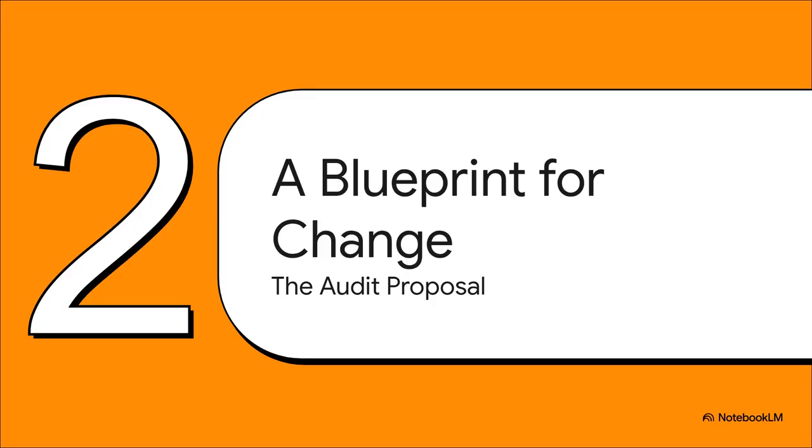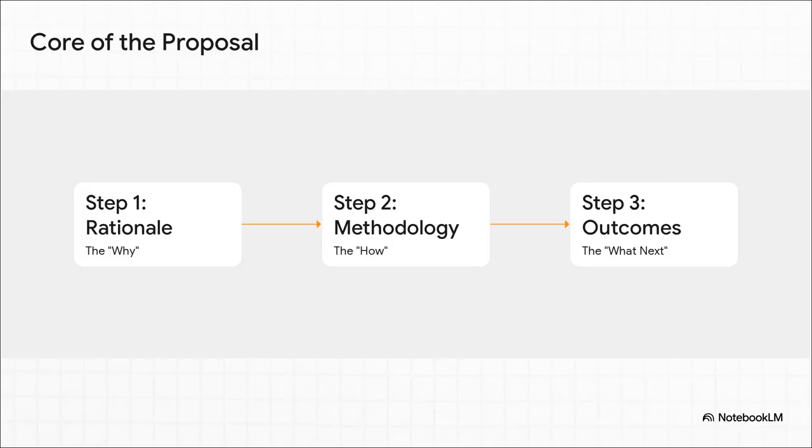All right, so let's get into the nitty-gritty and actually build one of these proposals. The best way to think about it is like a blueprint, right? It's your plan for change, laying out exactly what you're going to do and, crucially, why you're doing it. Every good proposal really boils down to three core parts. You've got the why, the how, and the what's next. It's a logical flow that takes you from, hey, here's a problem, to here's how we'll investigate it, and finally, here's what we're going to do about it.